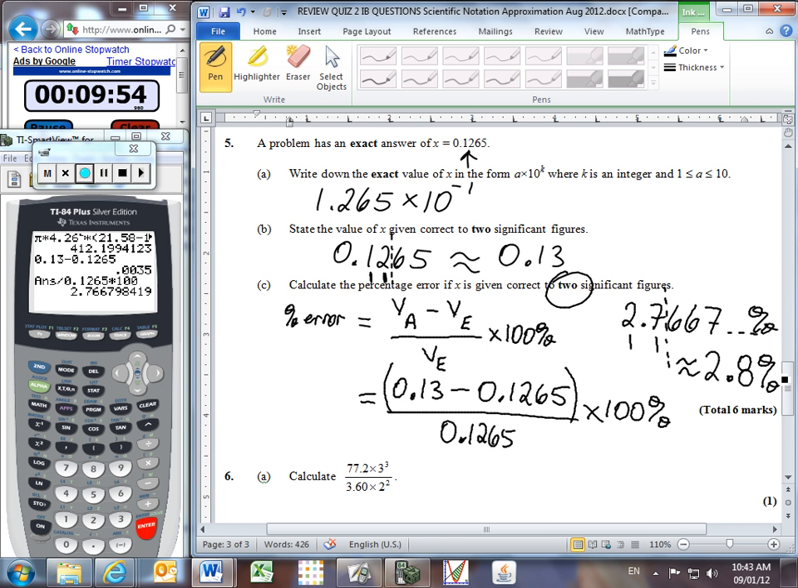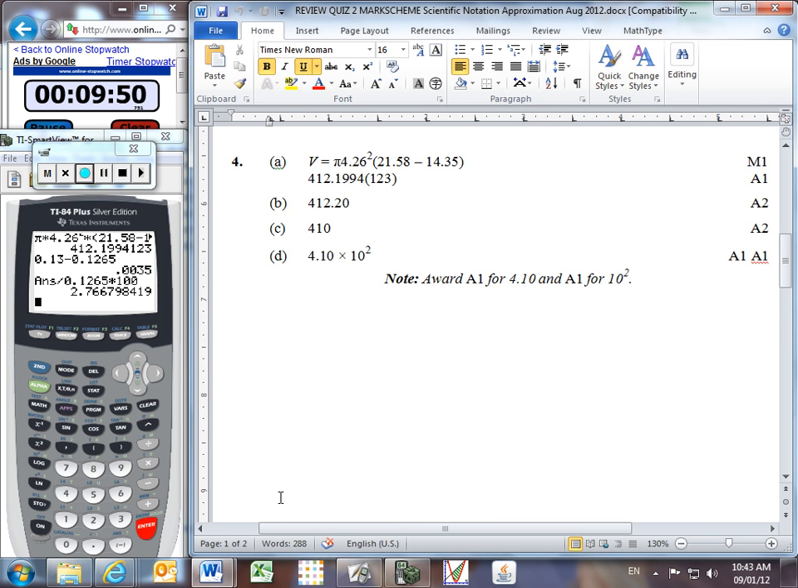Let's have a look at the mark scheme and see how we did. So number 5.